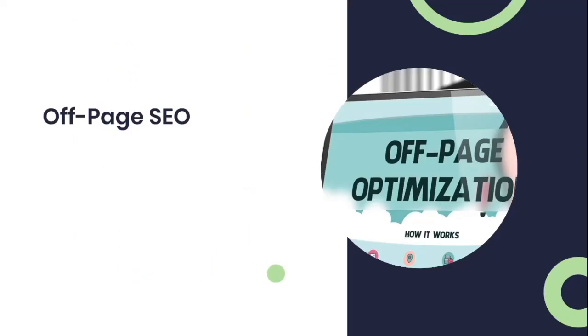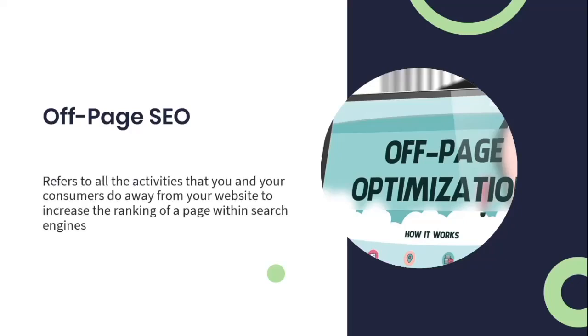After on-page SEO, we have off-page SEO. This is far more difficult to get right than on-page SEO, and I think it's a part of what makes SEO seem so mysterious. We aren't going to go into too much detail on this, just because it is a bit more advanced, but I will take you through a few things. So off-page SEO simply refers to all the activities that you and your customers do away from your website to increase the ranking of a page within the search engines.